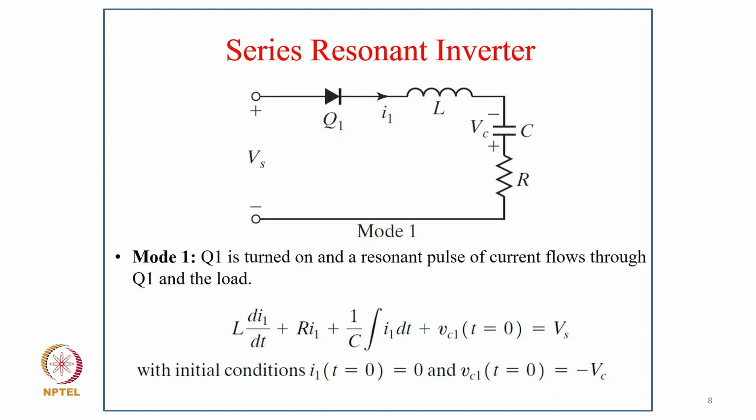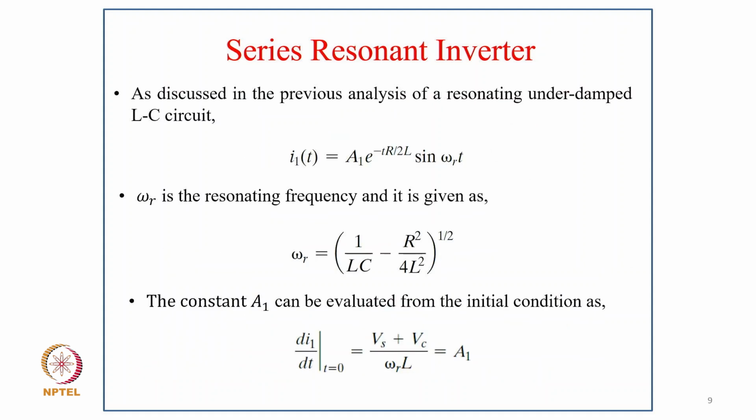So now coming to the analysis. We talk about the equivalent with one source and one series diode, because current can flow in one direction only, and we have current flowing through the inductor, capacitor, and of course the load resistance. Coming to mode 1, Q1 is turned on and the resonant pulse flows through Q1 and the load, and the equation is L di1 upon dt plus R i1 plus 1 upon C integral of i1 dt plus Vc1 at t equal to 0 equal to Vs, with the initial conditions i1 equal to 0 and Vc1 equal to minus Vc.